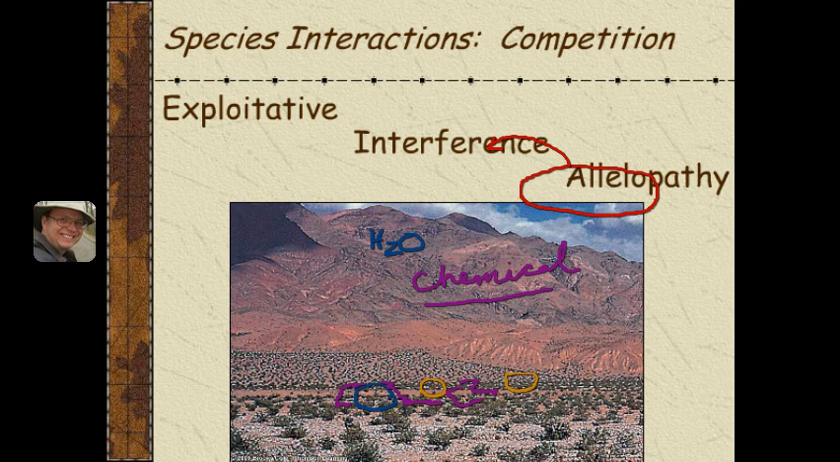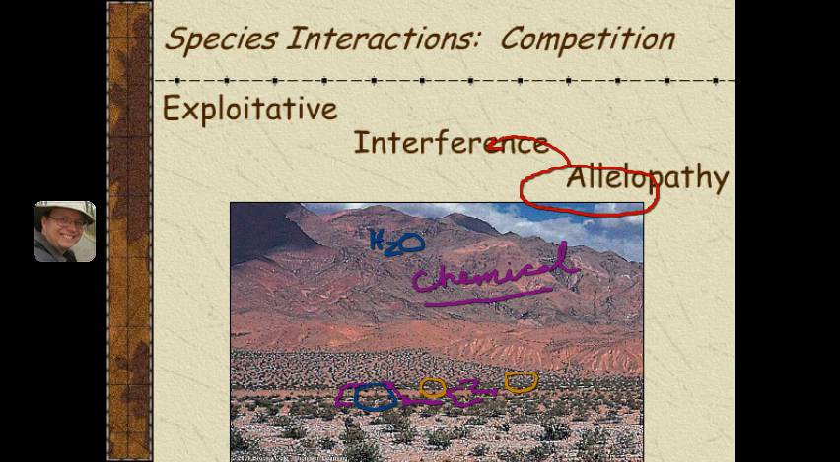So in the desert Southwest, where competition for water is pretty fierce, allelopathy is an important way in which plants can sort of maintain their own little personal space around themselves, and they have control over all the water that falls within that particular space. And they do that by releasing these chemicals.